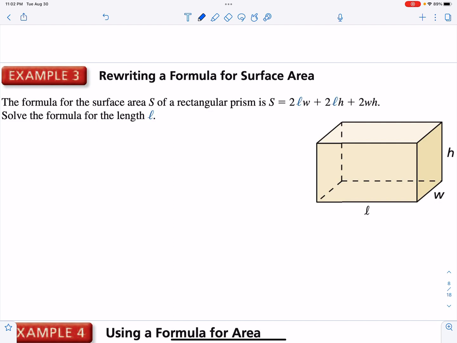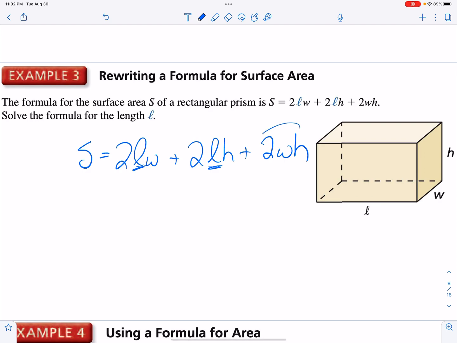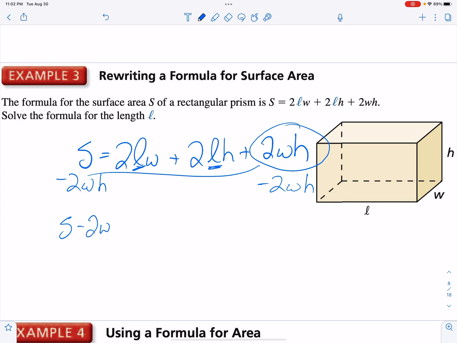as a bonus. Just for the sake of seeing this one, though, if I want to solve the surface area of a rectangular prism for the variable L here, here's what it would look like. And I'll probably stop here on this video just for the sake of time. So we rewrite the formula. And again, if I'm isolating the L, I want those terms to be the only ones over there. So I need to move this over there. So I have to subtract 2WH to the other side. So I have S minus 2WH is equal to 2LW plus 2LH.